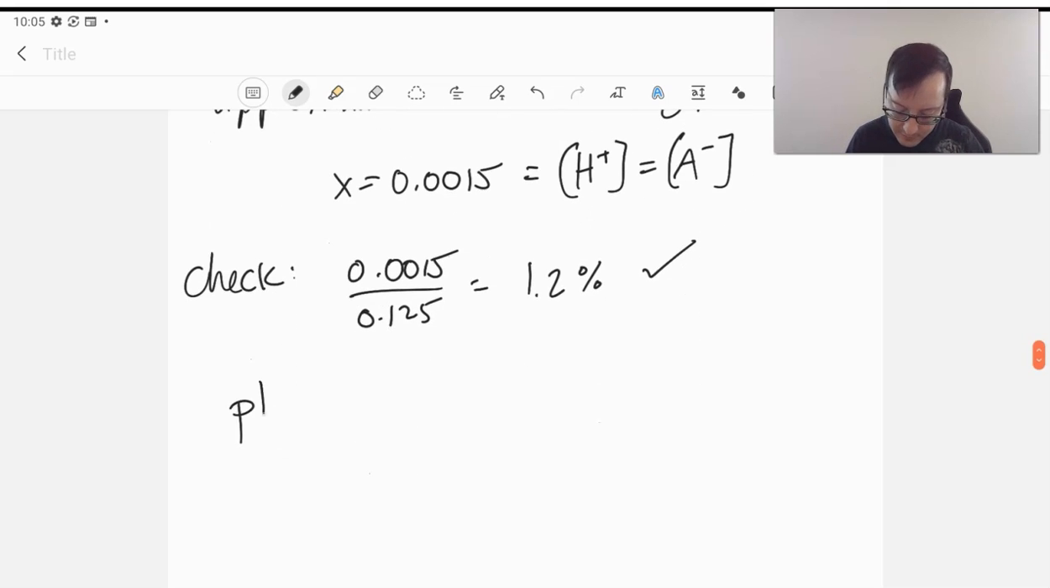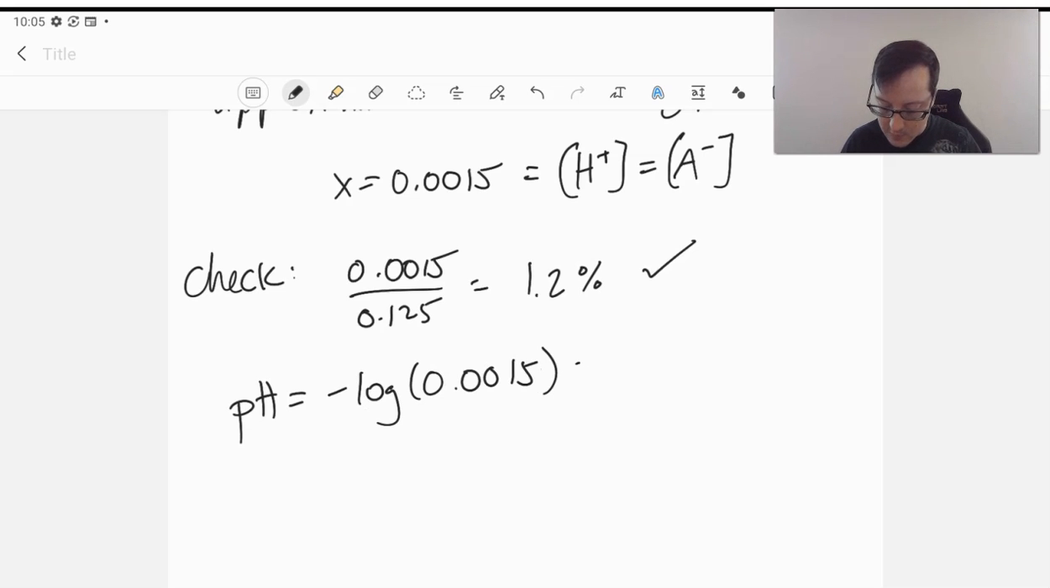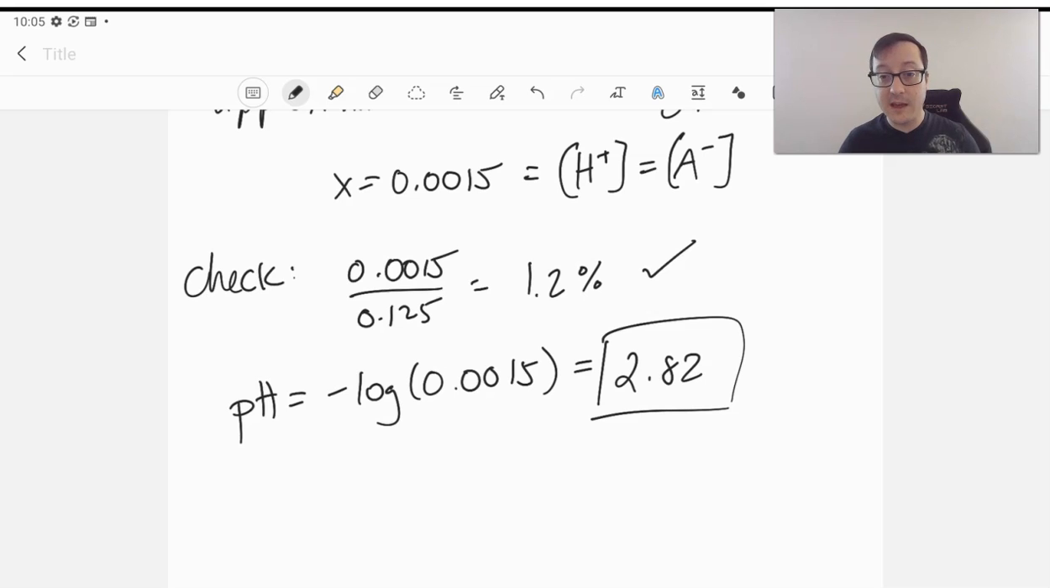So therefore, since this assumption is valid right now, we can just do negative log of 0.0015, which is equal to 2.82. And that would be our pH of this solution. You can go ahead and check it with Wolfram. You'll see it will not be significantly different.